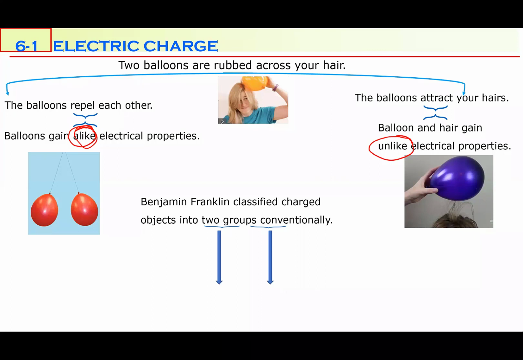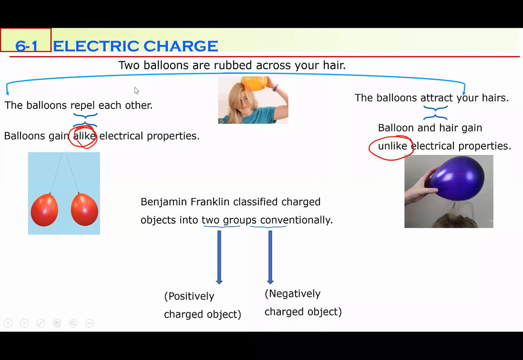So he said, okay, first group, let me say positive charge objects. Second group, let me say negative charge objects. He's the first scientist who classified substances according to their electrical properties, positive and negative. And he said that, okay, if this balloon and hair attract one another, their electrical properties must be unlike, opposite, which means one of them must be positive, the other one must be negative.